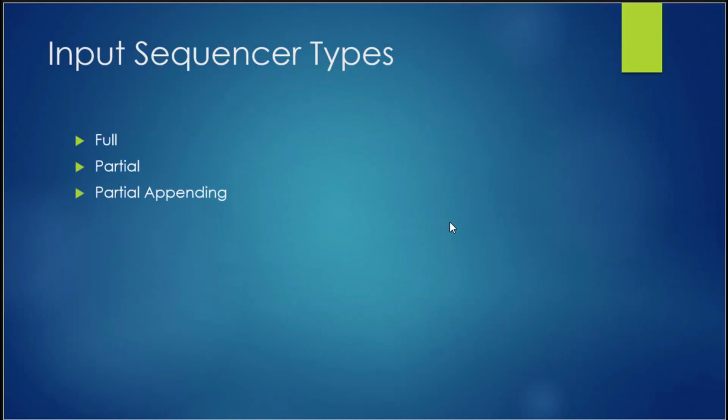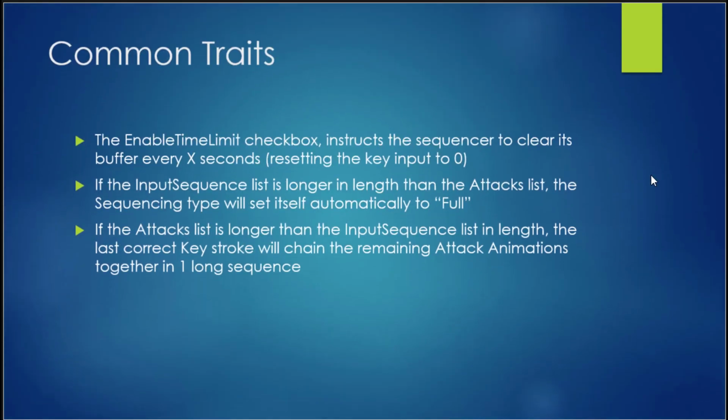So, what are the input sequencer types? I have full, I have partial, and I have partial appending. So what does that mean? More on that later, but first of all, we need to explain the common traits between them. So the enable time limit, I explained that already.